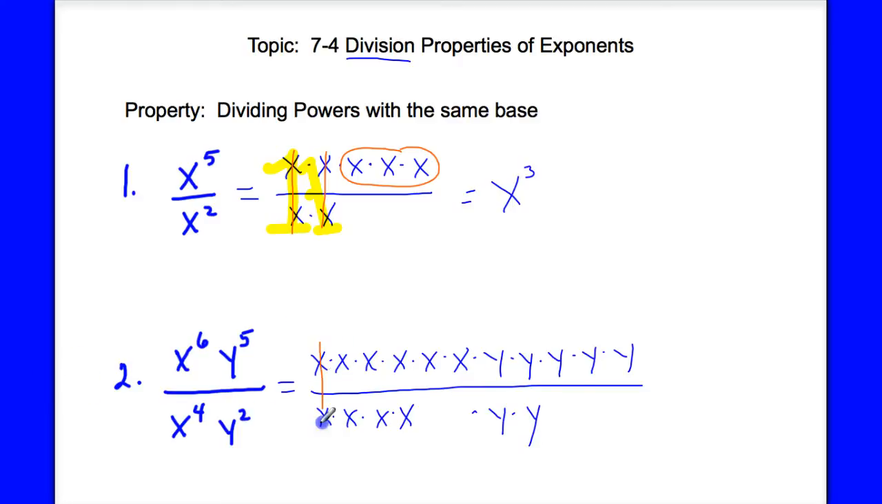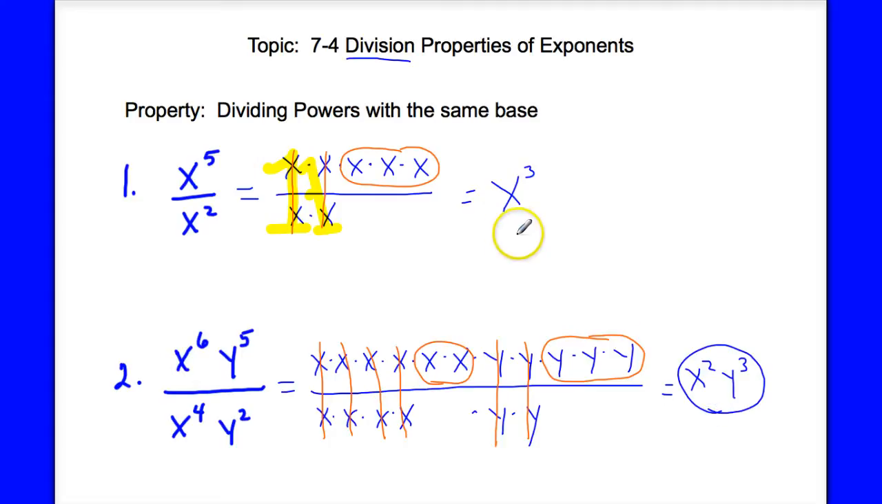And then this x over x crosses out there. That's a 1, that's a 1, that's a 1, that's a 1. And then this y over y is a 1, and this y over y is also a 1. So I have x times x here, and I have y times y times y here. So basically I'm left with x squared times y to the third over 1, which I don't need to write. So there's my answer to the second one, and again there's the answer to the first.